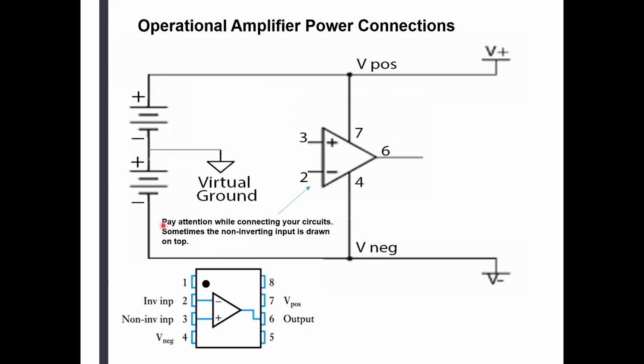Also, I put this thing here. Pay attention while connecting your circuits, because sometimes this amplifier is going to be drawn like this, with plus on top, negative on the bottom, which is the non-inverting input. Here's the inverting input. And sometimes they're going to be drawn like this: inverting input on the top and non-inverting input on the bottom. So always pay attention when connecting the circuits. And there's no rules of how this thing should be drawn.